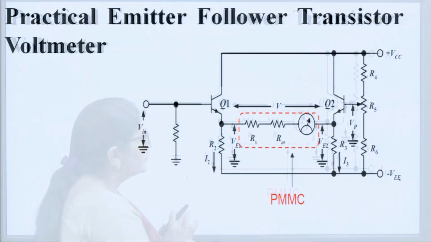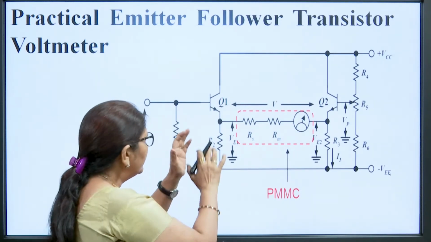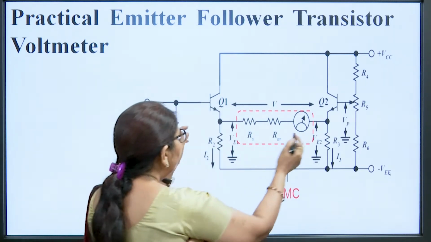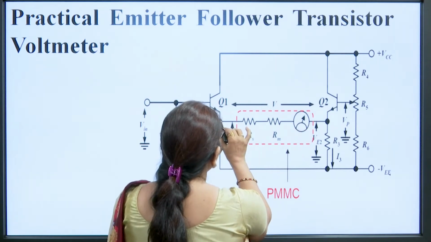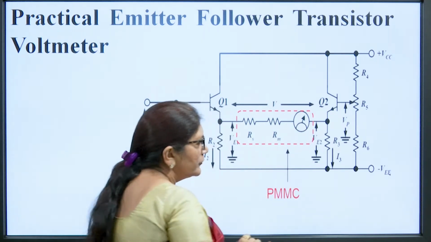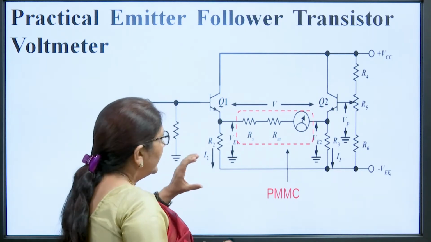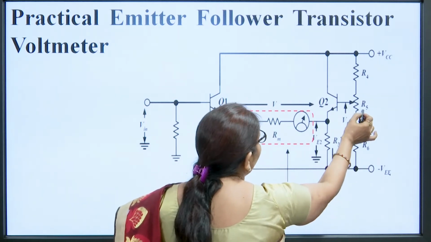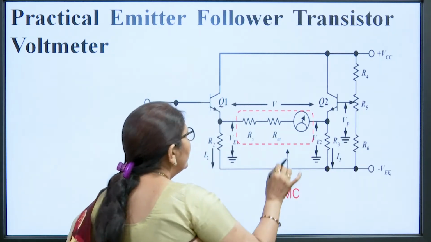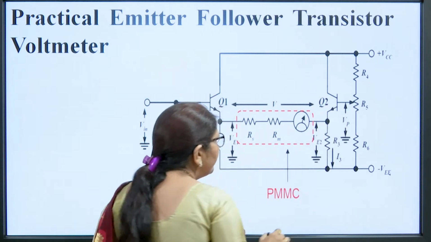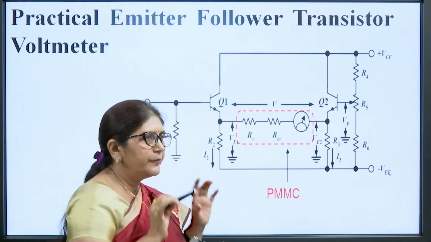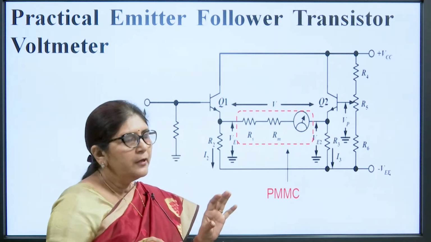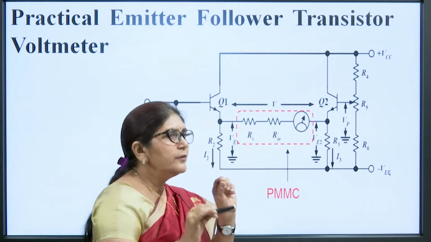This is the practical emitter follower circuit. Here we have used two emitter follower circuits, two common collector circuits, and the meter is placed between the emitter of both the transistors. There are three resistances R4, R6 and R5. R5 is a variable resistance, and by varying this value of R5, we can adjust the 0 of this meter. Before using this meter, we have to adjust the 0. First of all, this pointer should show the 0 position.